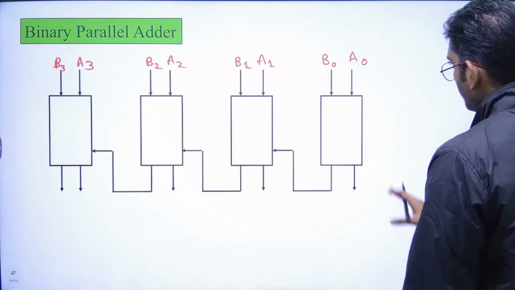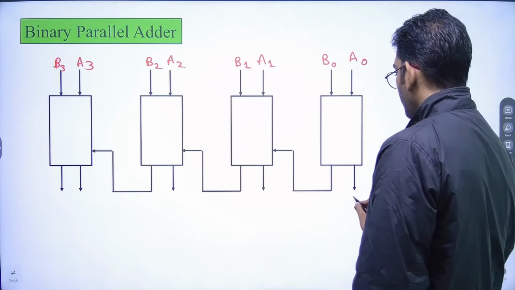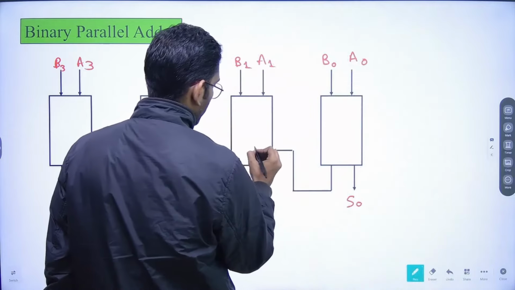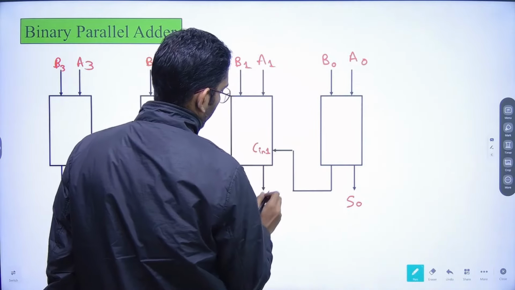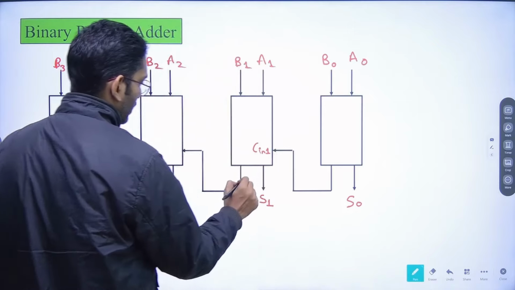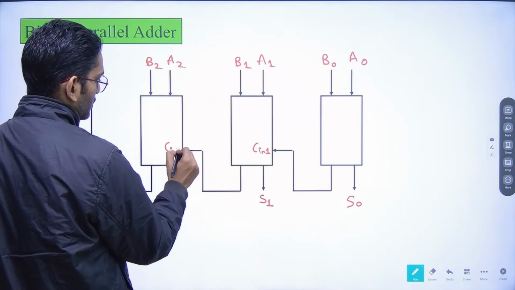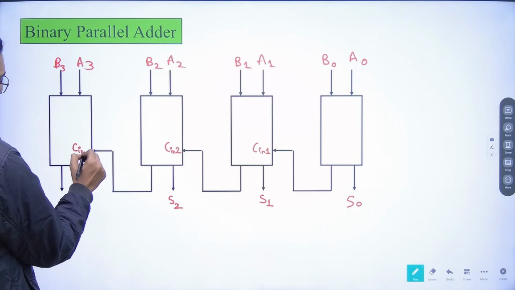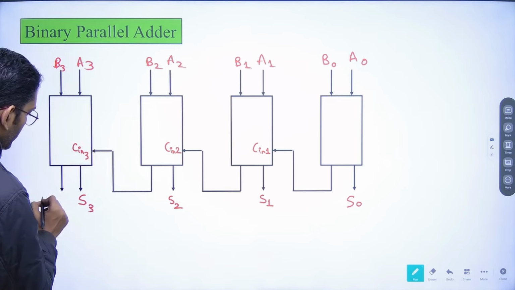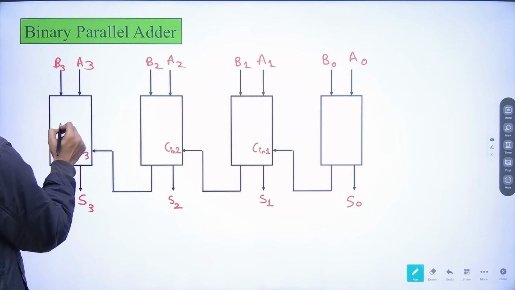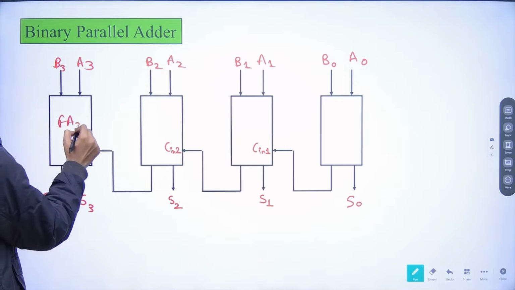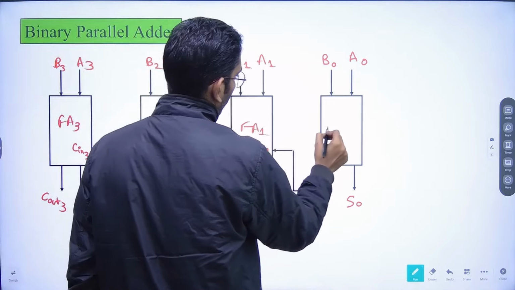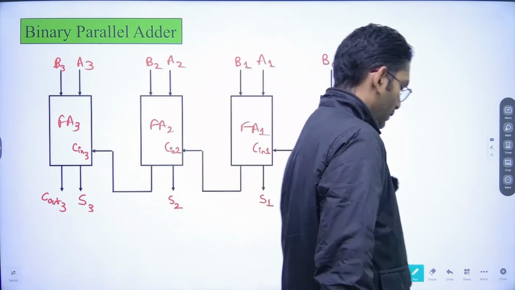Now for A0 and B0, what are we getting? S0 and C out 0. C out 0 would act as C in 1. Here we would get S1. Now this carry would act as C in 2, and we would get S2. Now this would act as C in 3, and we would get S3 and C out 3. So this is ladder 3, ladder 2, ladder 1, ladder 0.